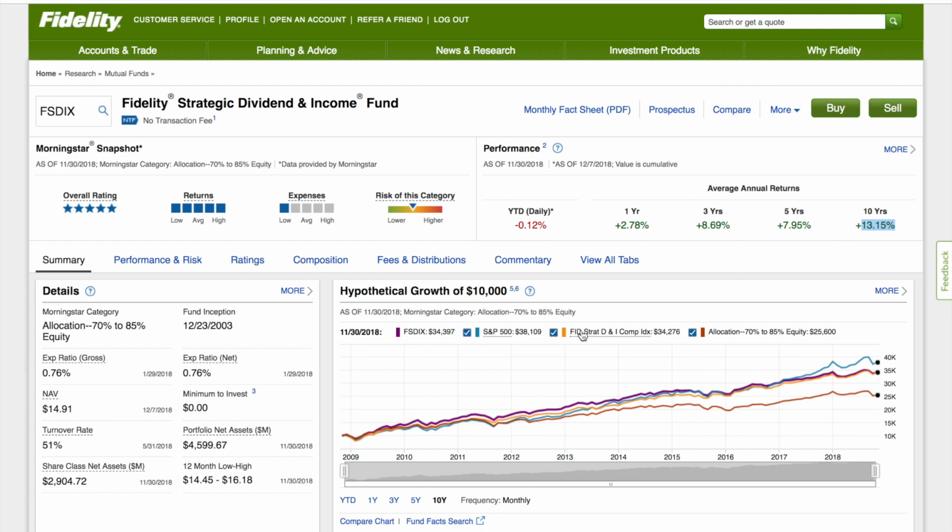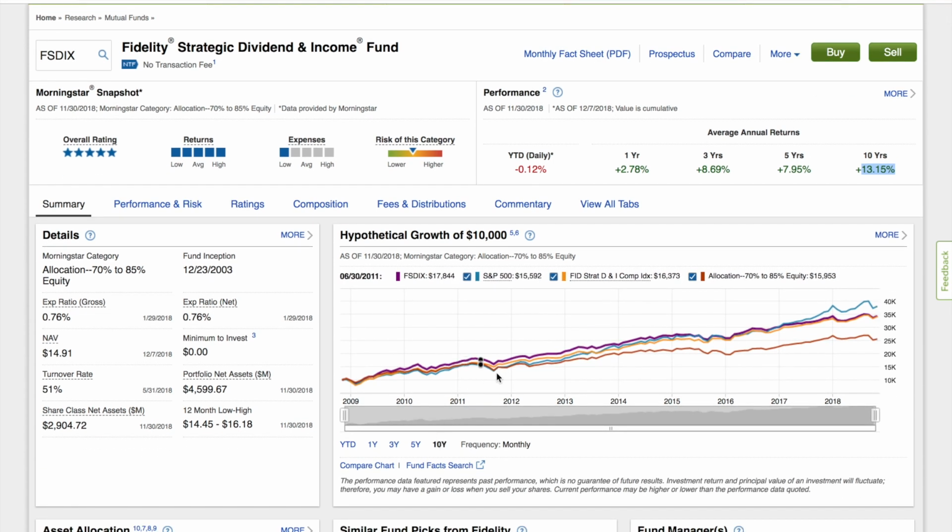So this hypothetical growth chart basically shows you how this fund has compared with the S&P 500 and other indexes. So the purple line is the mutual fund.